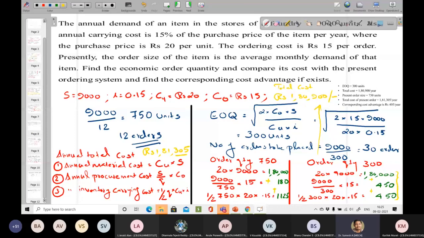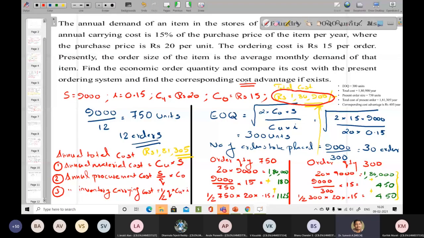Now which one will be recommendable? EOQ is recommendable, as it comes with the minimum cost. So you can calculate the difference. The difference will be the cost advantage. The difference among these two will be your cost advantage.